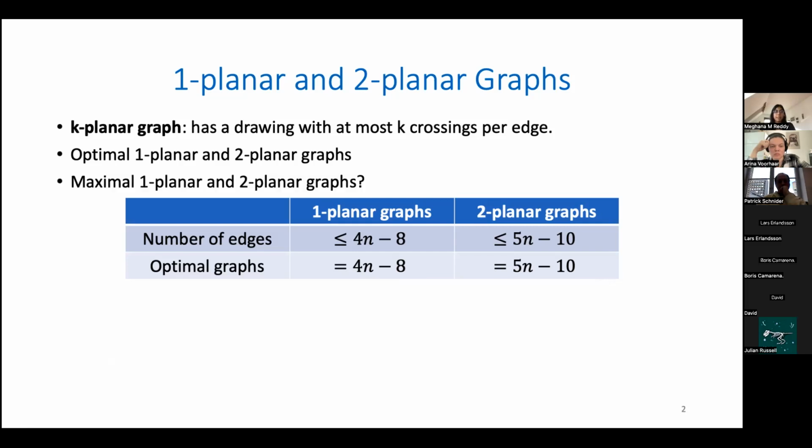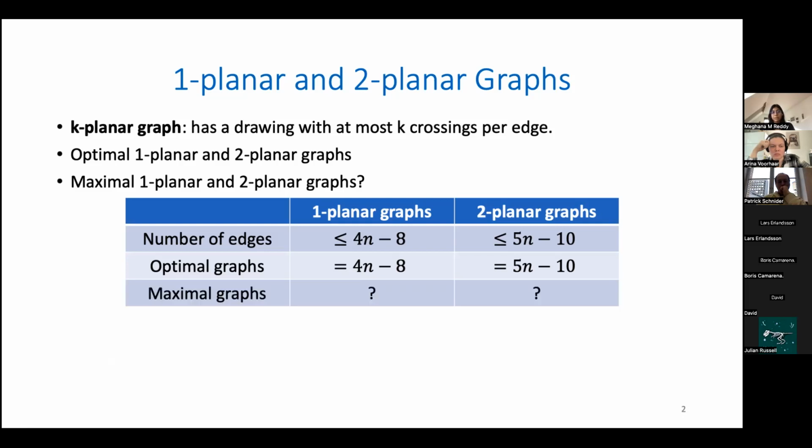Now, what about maximal 1-planar and maximal 2-planar graphs? What happens to these edge densities? Is it going to be similar to planar graphs, where we saw that any maximal planar graph has the same number of edges as the highest possible? What happens here?